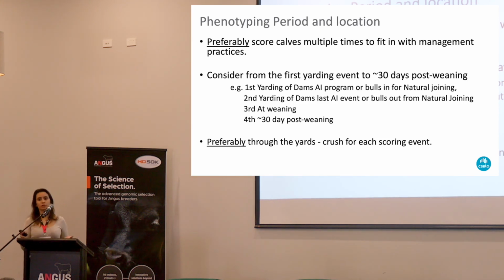But of course, the more you record, the better. Ideally, in an ideal case, you would record once a week for 5 consecutive weeks. That would cover 30 days of the outbreak. But of course, again, it needs to fit management practices. Preferably through the yard, so you can really score the eyes.